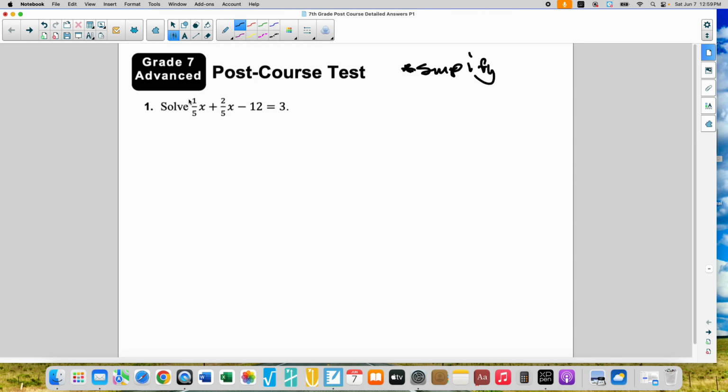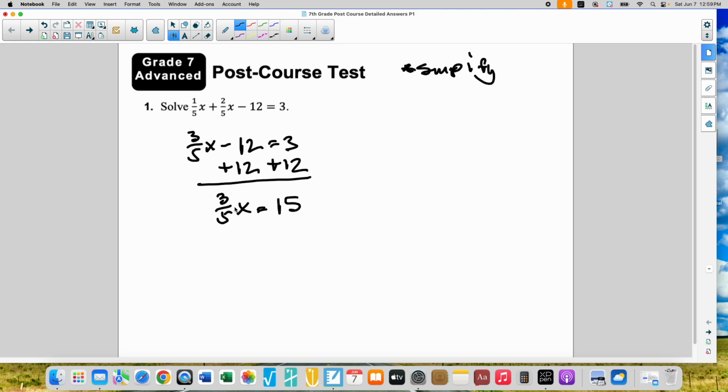So we have like terms here, so we're going to add that. That's going to be 3/5 x minus 12 equals 3. Then we're going to move the constant over. Our variables are consolidated on the left side, so we're going to push our numbers to the other side. That leaves us with 3/5 x equals 15.